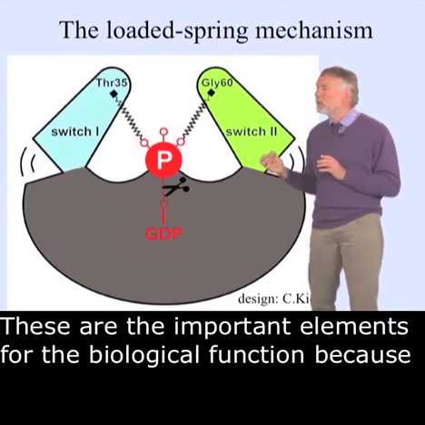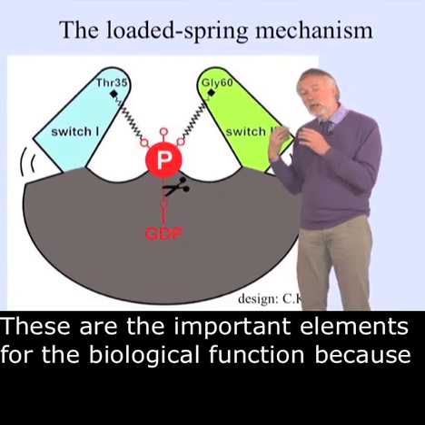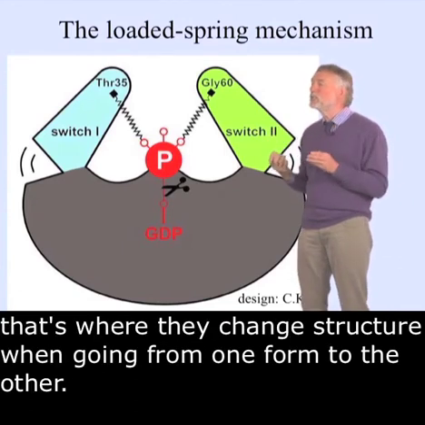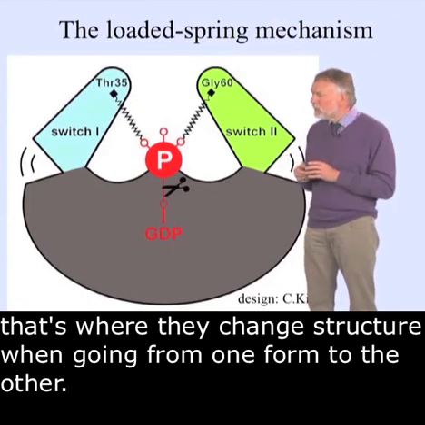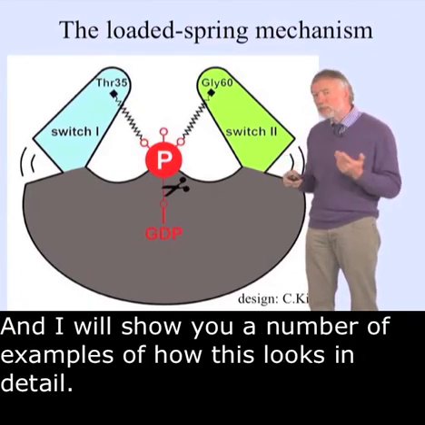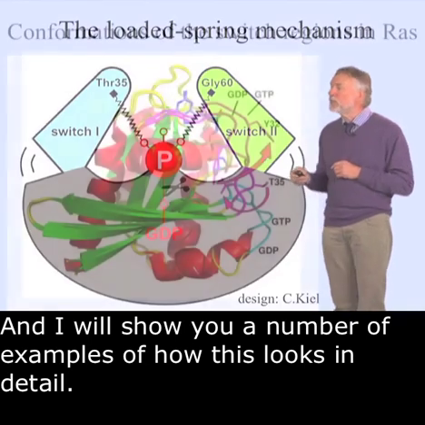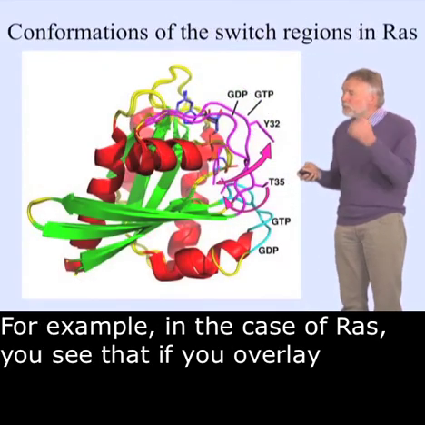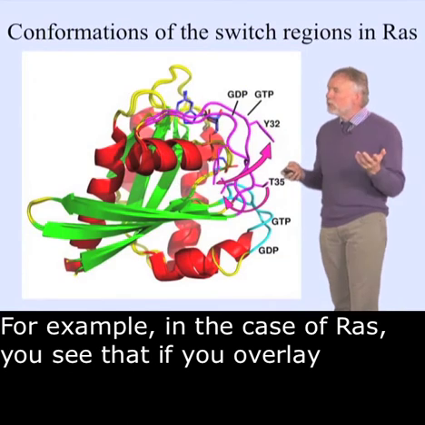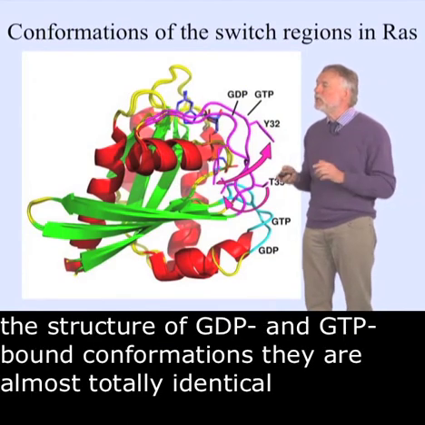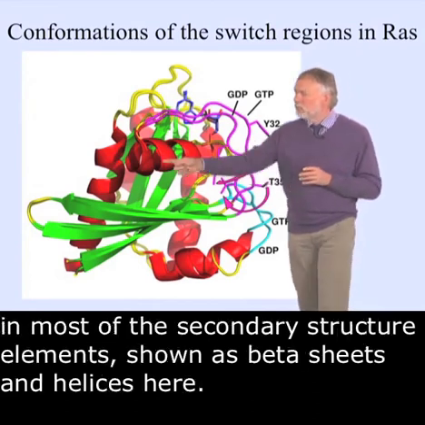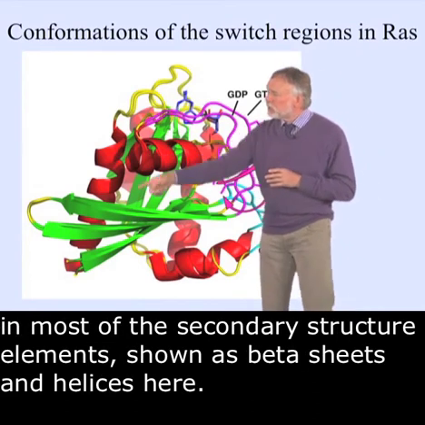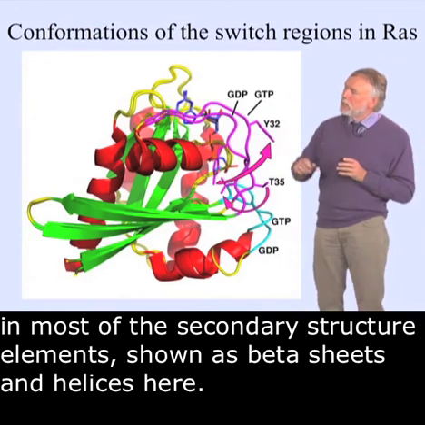These are the important elements for the biological function, because that's where they change structure when going from one form to the other. And I will show you a number of examples of how this looks in detail. For example, in the case of RAS, you see that if you overlay the structure of GDP and GTP bound conformation, they are almost totally identical in most of the secondary structure elements, shown as beta sheets and helices here.